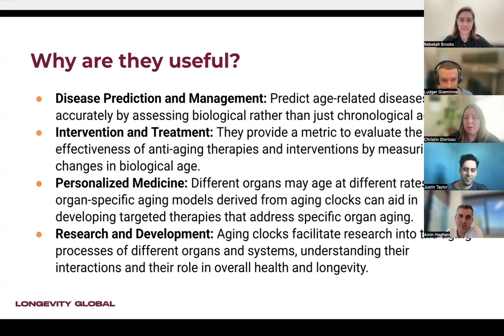So GrimAge is built to predict how long you live, and another clock is built to predict your risk of various diseases. And so I don't think people can expect them to give you the same answer when they're defining aging in different ways. So I think part of it is that there needs to be better explanation of how people are defining aging and what the clocks are useful for.